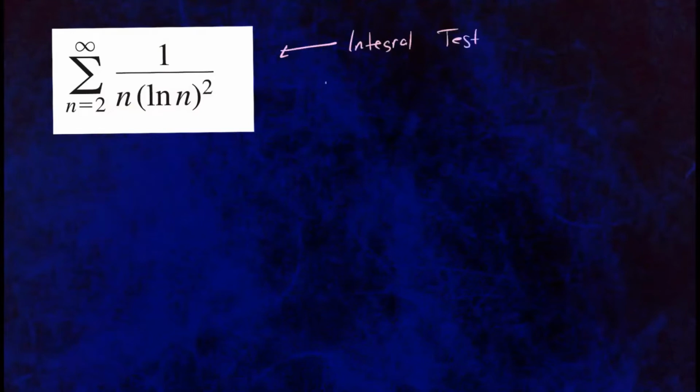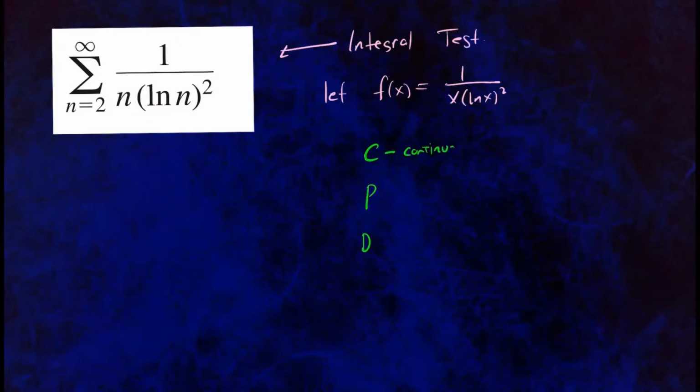So we're going to say, okay, let our function f of x stand for 1 over x times ln of x squared. I'm going to choose that to be my function, just writing our an as a function of x instead of a sequence. So, I want to make sure of 3 things, C, P, D. Is it continuous? Is it continuous on the interval 2 to infinity? Well, yeah, there's no problem in here. I can plug in any real value between 2 and infinity. Nothing makes it undefined. So continuous is checked.